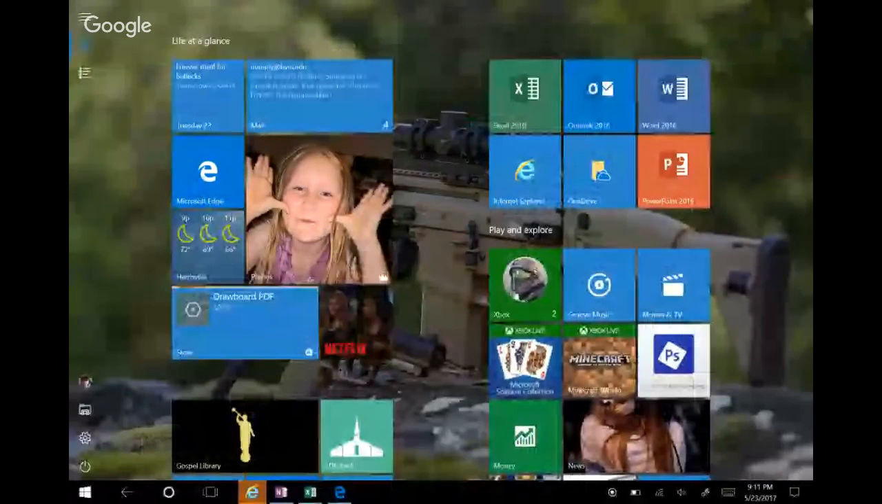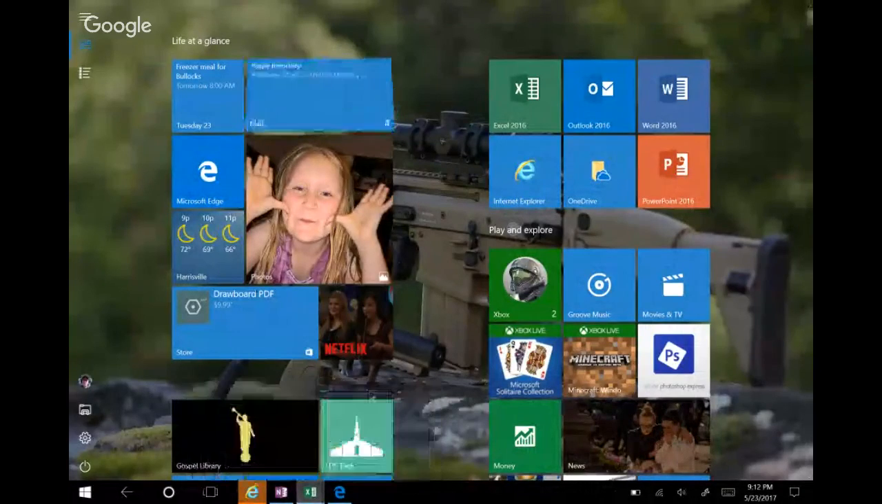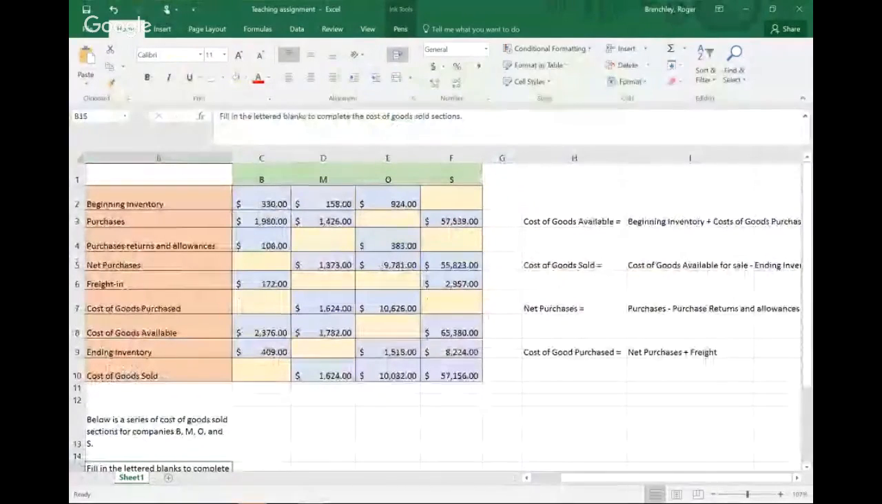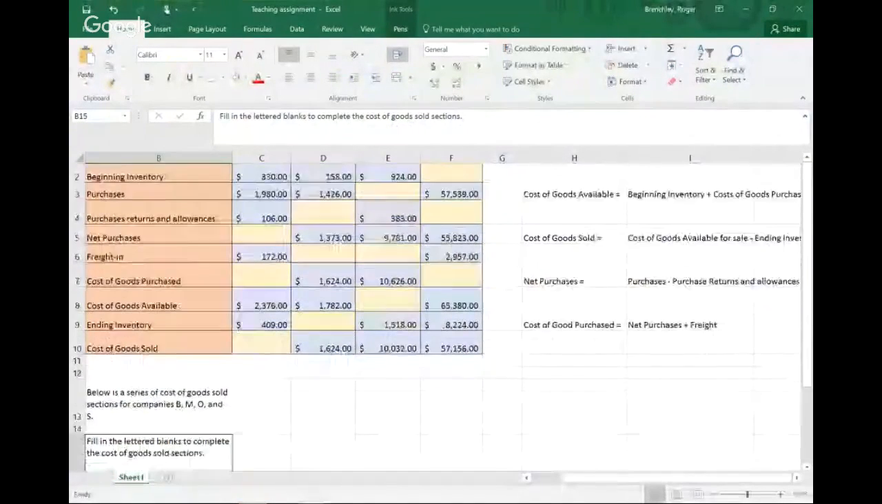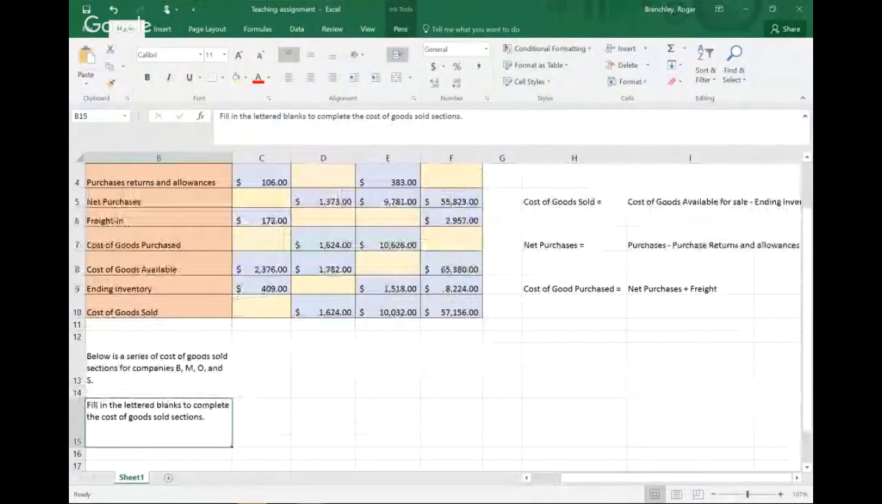And we're going to talk about question 13, which is actually our assignment. In this one, luckily, it's not too bad. It's pretty easy for the most part. We're asked to fill out a series of cost of goods sold sections for companies B, M, O, and S. We need to fill in the letter blanks to complete the cost of goods sold section.